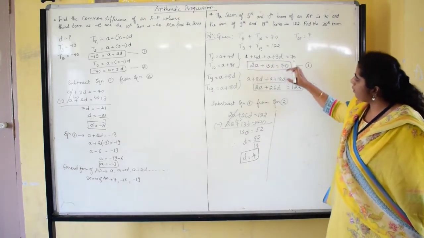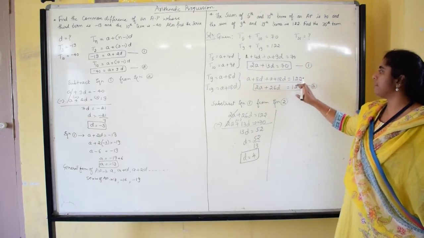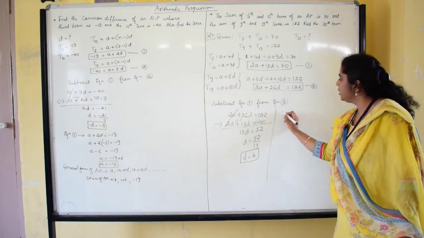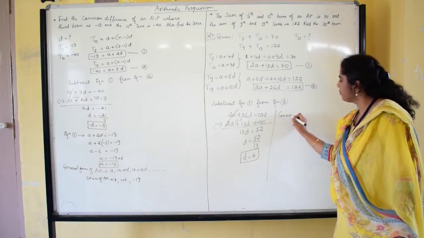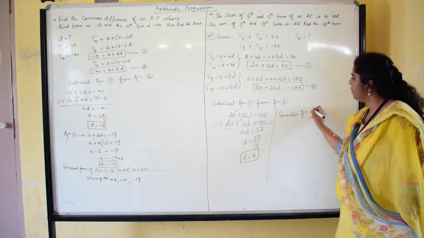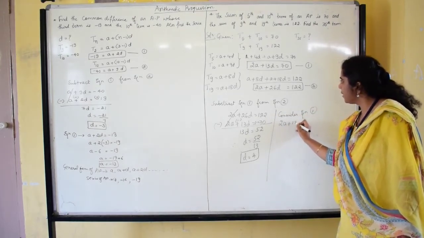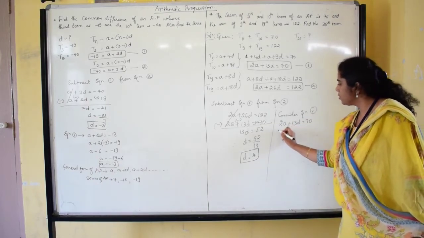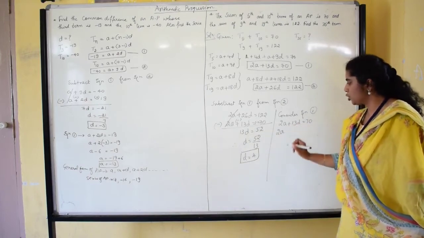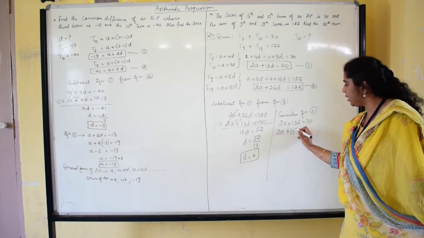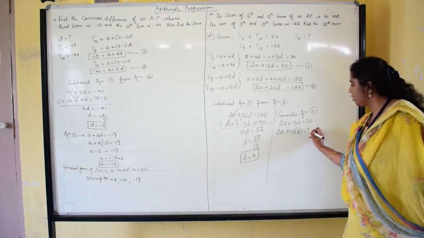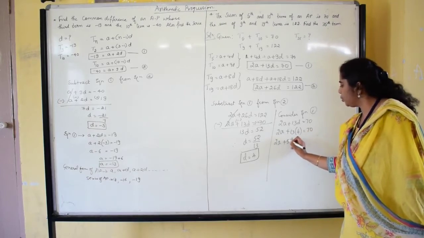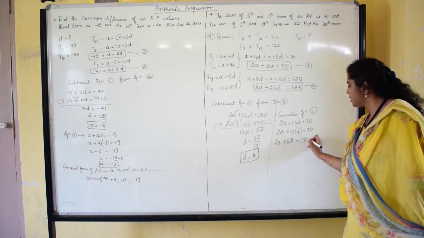Now consider any of the two equations. Take equation 1 or equation 2, either one. I am taking equation 1. It is 2a plus 13d is equal to 70. Substitute the value 4 in the equation. The first term we don't know, so we write 2a as it is, plus 13 into the common difference 4, is equal to 70. 2a plus 52, 13 fours are 52, is equal to 70.